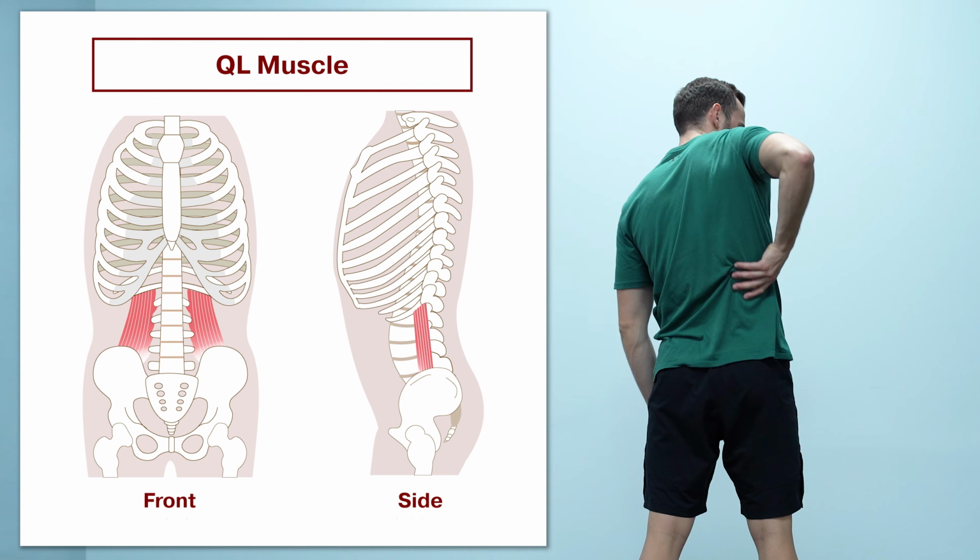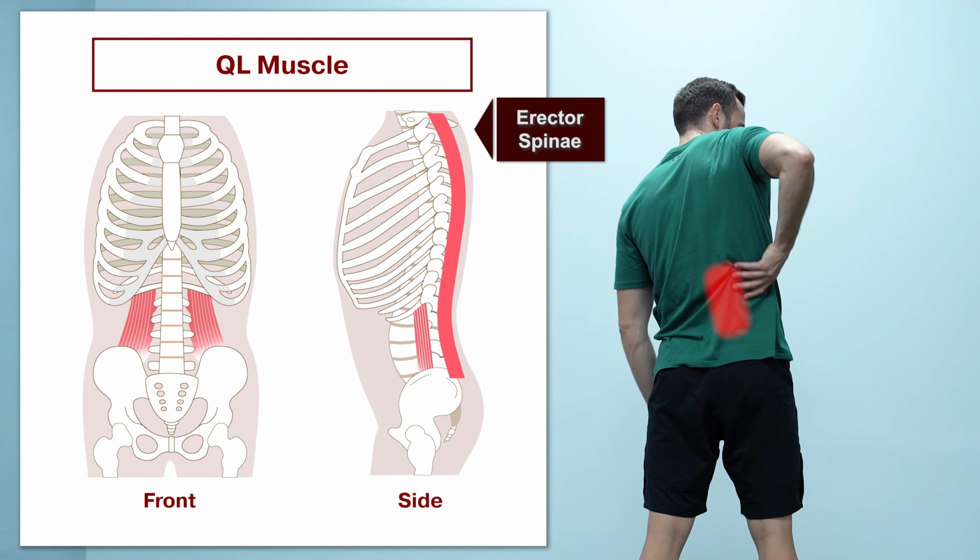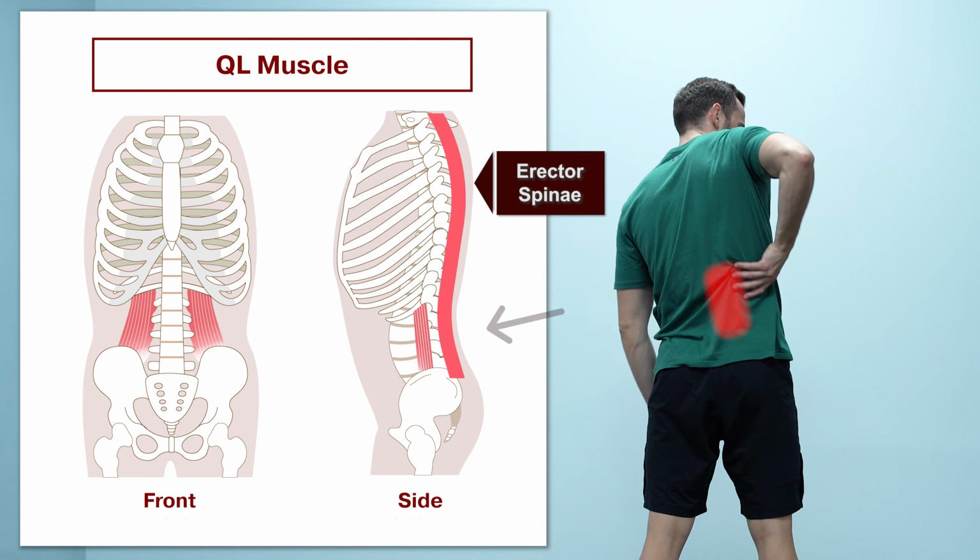The QL muscle is located exactly on this area and connects the lower part of the 12th rib with the iliac crest of the hips. It is, however, under the big and thick erector spinae muscles, and this makes it almost impossible to reach it with self-massage or manual therapy.